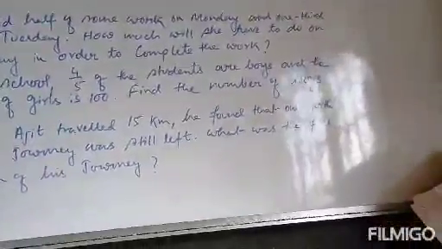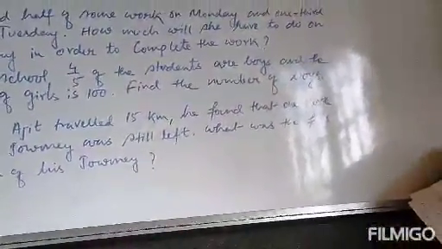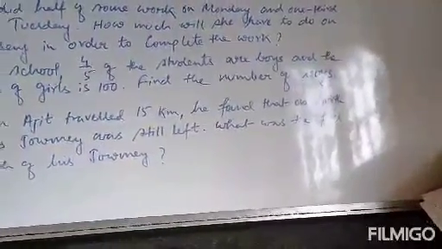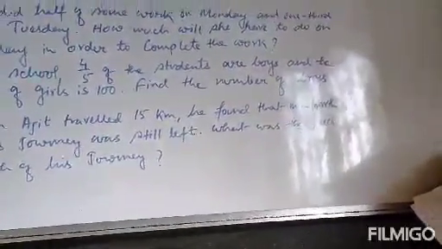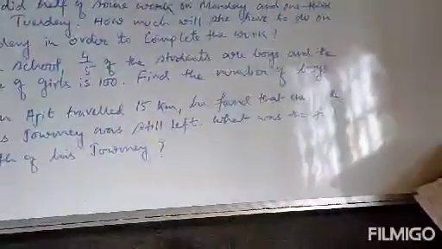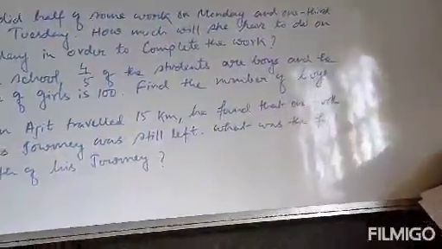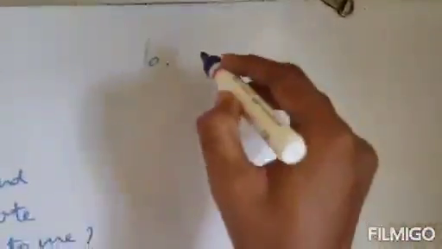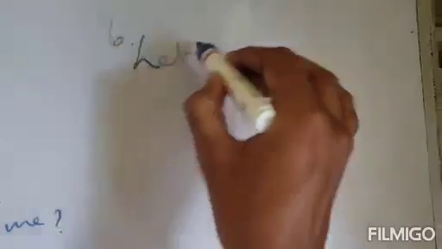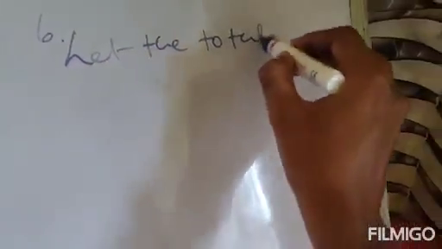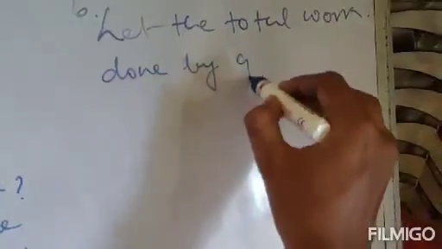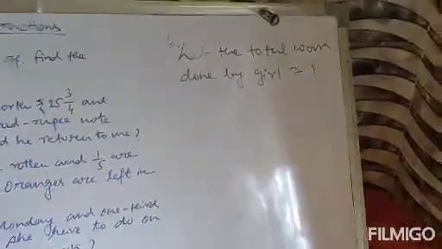So that means she did half of some work on Monday and 1/3 of it on Tuesday, and how much will she have to do on Wednesday in order to complete the work. So let us consider that the total work done by the girl is 1. Let the total work done by girl equal 1.